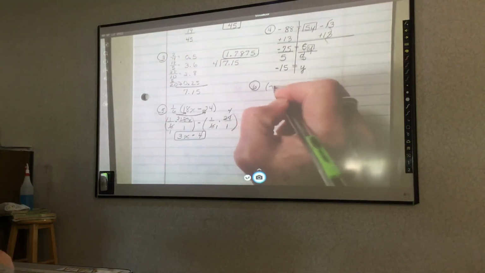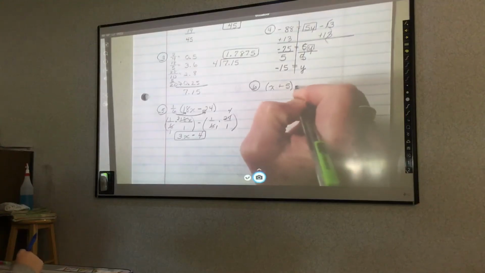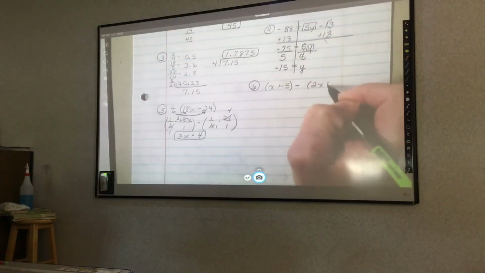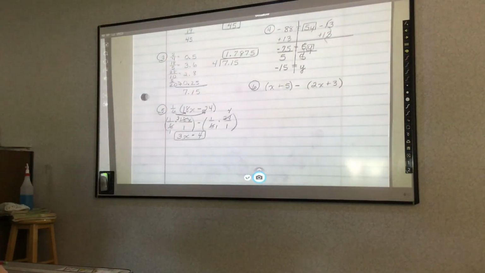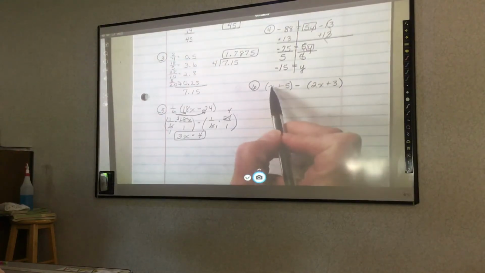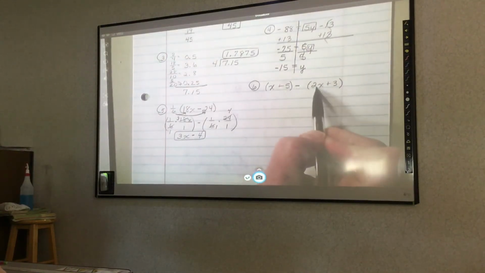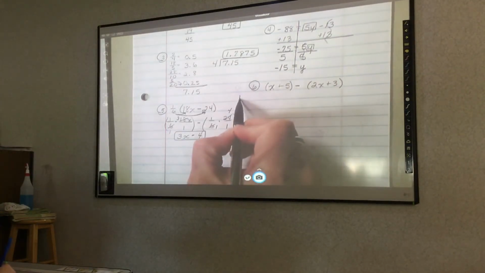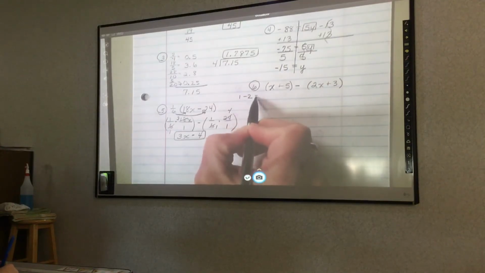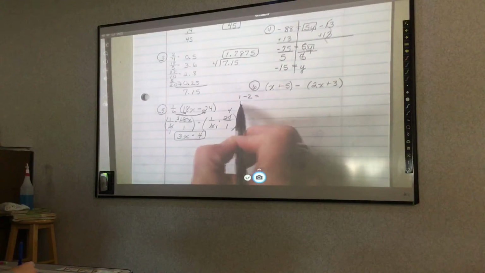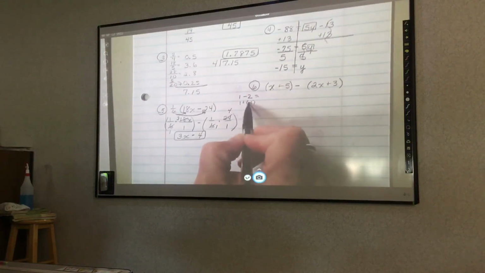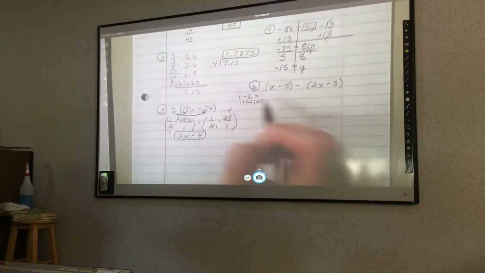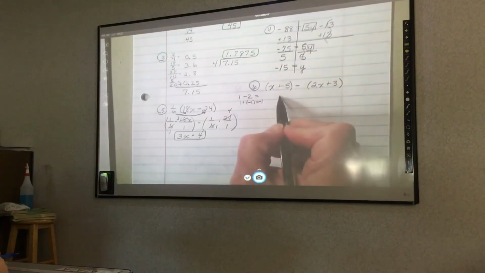X plus 5 minus, because it said the difference of the two, so 2x plus 3. I'm subtracting, so this would be like saying x minus 2x. This x is just like 1. So it's like saying I have a 1 minus 2 equals. Oh, that'd be like 1 plus a negative 2. One's negative, one's positive, so I just subtract. And it would be a negative 1, but make sure you keep that x with it. So it's negative 1x.